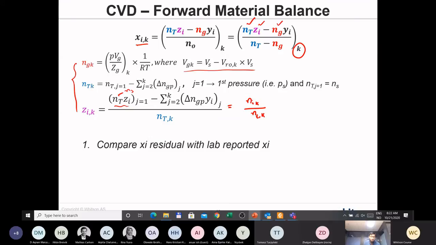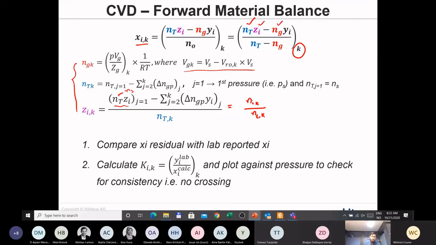So that's one QC. The other is that you can actually calculate K values, knowing the lab reported Yi, because that's measured in the lab, and the calculated Xi. And we know that this ratio is the K values, and you can calculate K values at each pressure stage and then plot them against pressure for consistency. That's something we will discuss on the last day.